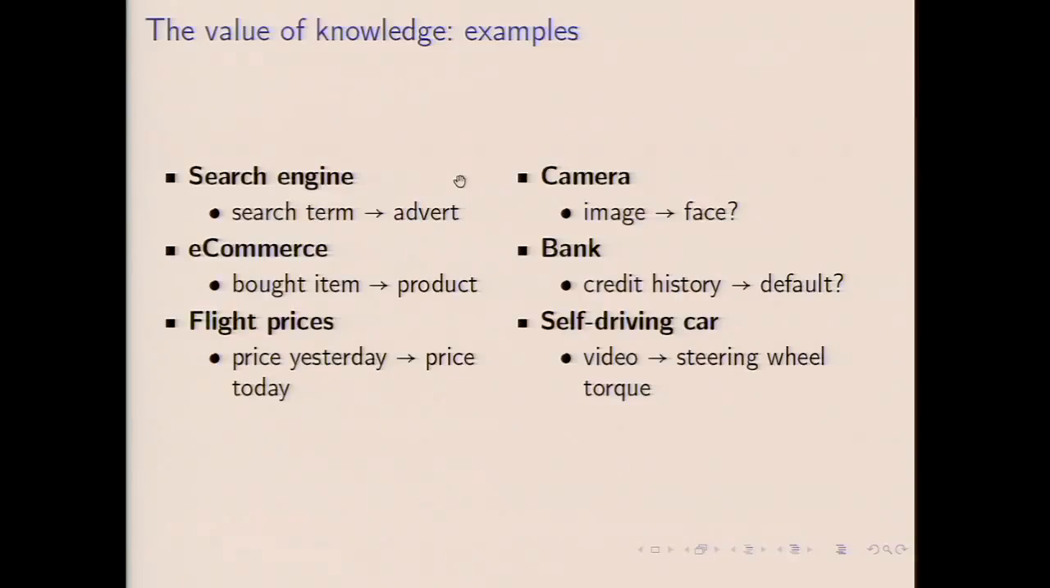For the search engine, the search term is going to be a sequence of characters, a vector of characters. That's the input. And the output is going to be an advert. That could be a number identifying which advert I'm going to display. So all of those inputs and outputs in this example can be codified by using variables: continuous, discrete, arrays, vectors, and so on.